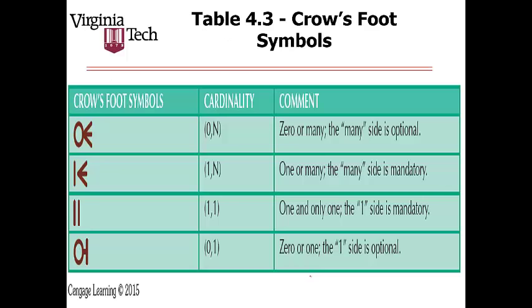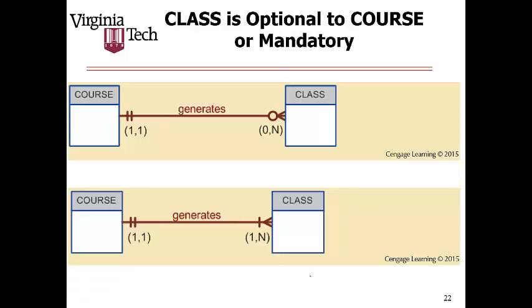Well, there's our notations. Optional, 0 or 1. Many, 1 or many. 1 and only 1. I think most, 80% of your relationships will probably be 1 and only 1 and 1 or many, because we already talked about how when we have a many-to-many relationship, we have to break that down.